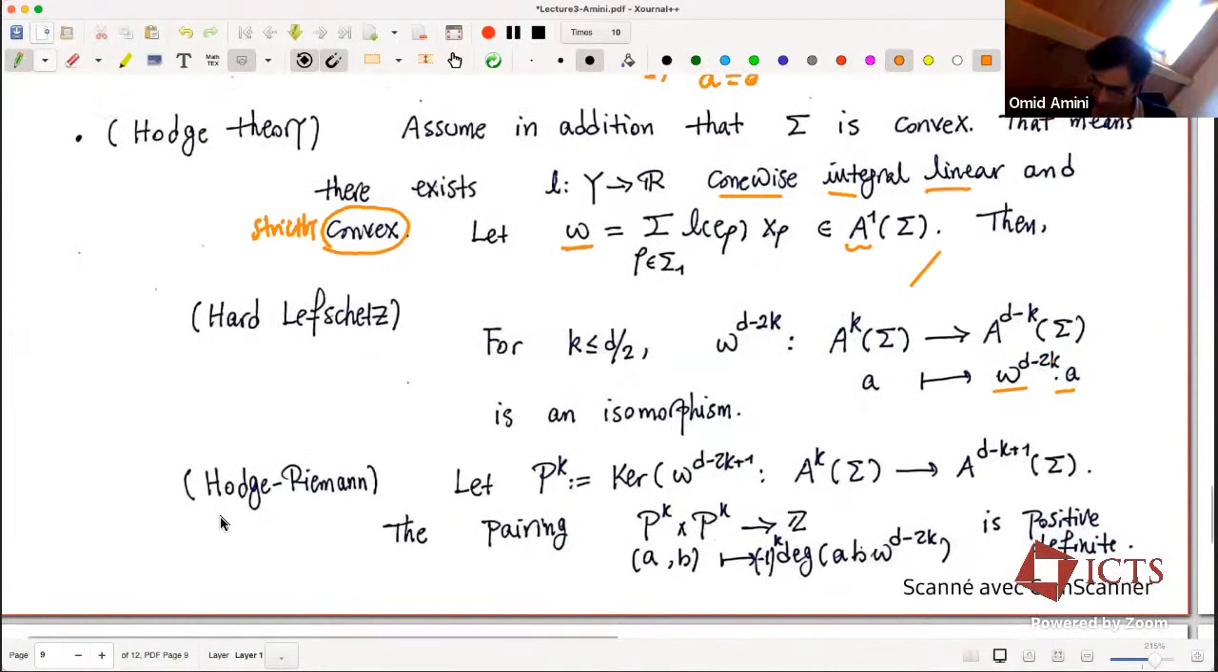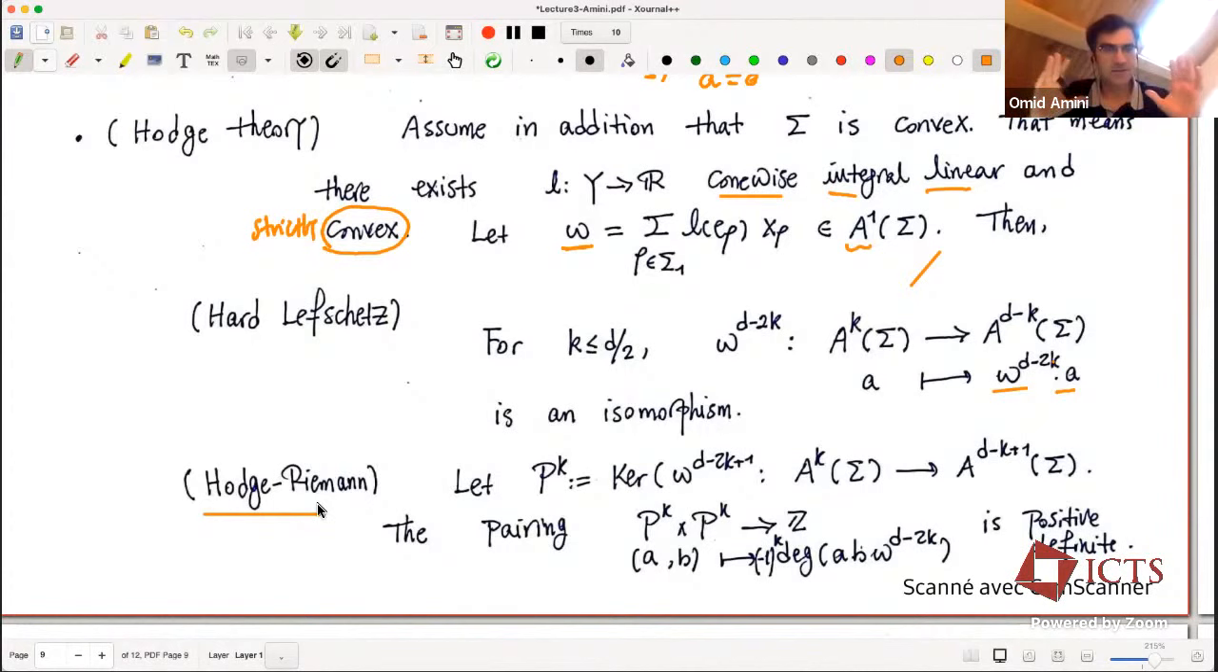The last property is called the Hodge-Riemann relation or Hodge index theorem. Again, the name comes from geometry. It was proved by Hodge, and for complex manifolds, it tells you the following. It gives you the signature of the pairing that you have defined, because you know that A^k is isomorphic to A^(d-k) by Hard Lefschetz. So the pairing between A^k and A^(d-k), using this isomorphism, you can see as a pairing between A^k and A^k. So the Hodge index theorem tells you the signature of this pairing, that is, the number of positive eigenvalues and the number of negative eigenvalues. More precisely, it tells you the following.